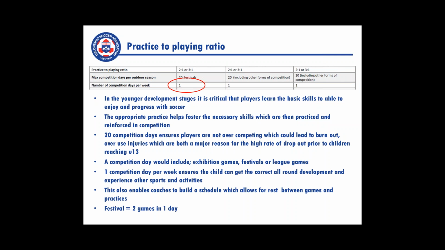So we spoke about the number of competition days per week. A festival where we have 2 games in 1 day, typically a U8 festival where we play 5v5, would equate to 1 competition day. A child playing a 9v9 or 7v7 game would also equate to 1 competition day.